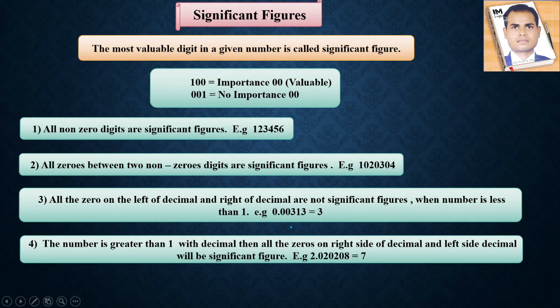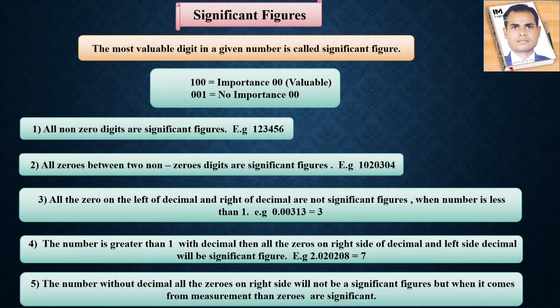And the next rule: if the number is greater than 1 with a decimal, then all the zeros on the right side of the decimal and the left side of the decimal will be significant figures. So this is the opposite of the third rule. If the number is greater than 1, whatever digits are present we can count as significant figures. So in this number, 1 2 3 4 5 6 7 are significant figures.